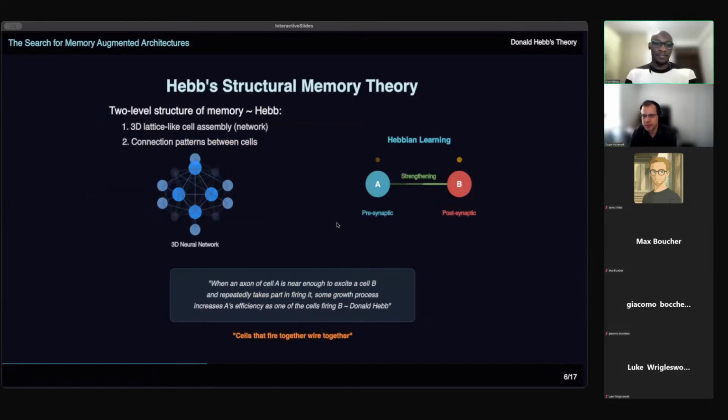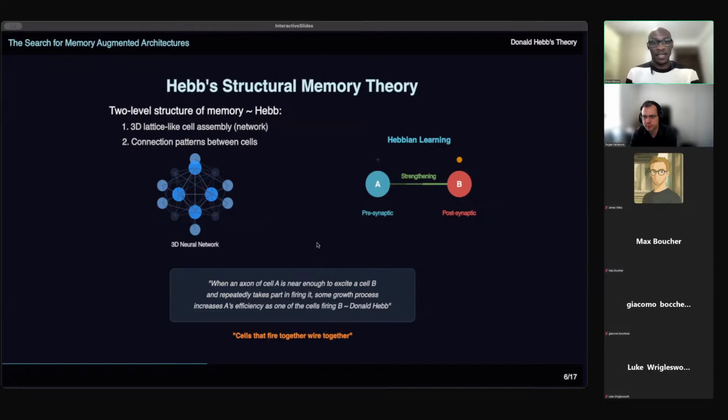And then the other very important contribution to memory was Hebb's structural theory of memory. And we see these a lot in the current systems of AI. So what he proposes are two things, structure. The first one is a 3D network of memory, I mean, the neural nets in short, and then the connection between those two neurons.